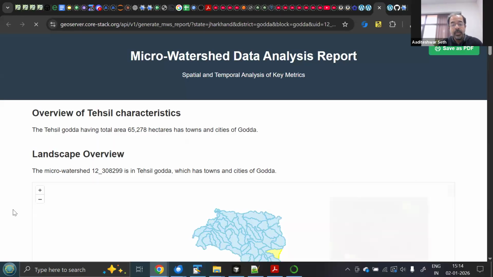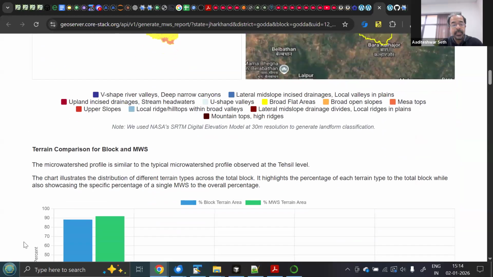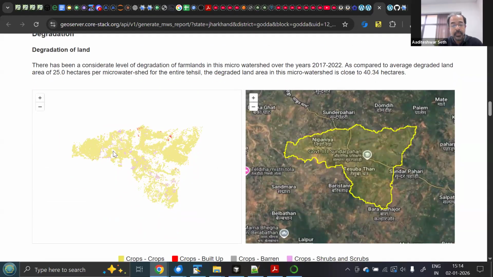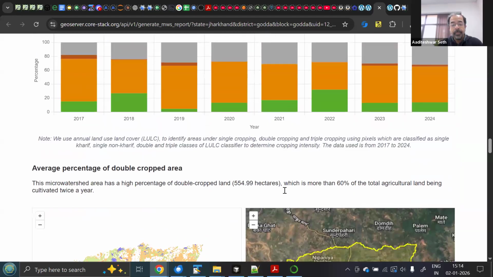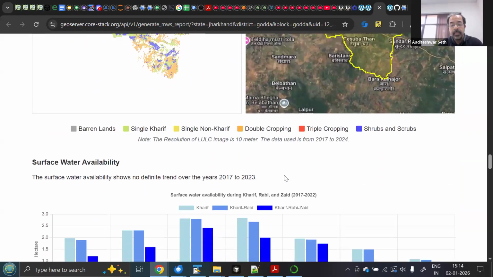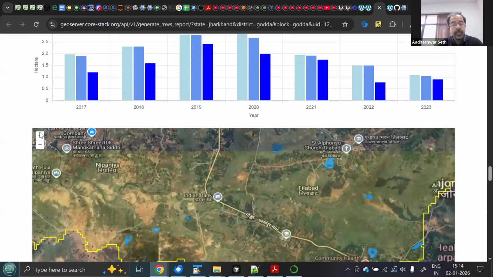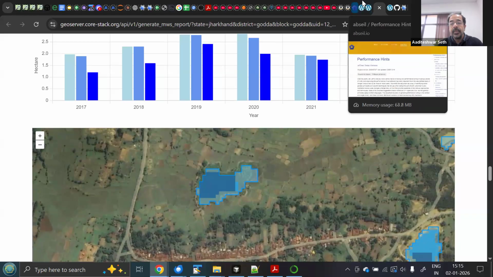It takes a couple of seconds to load. So this micro watershed report also tells you, for this area, what the terrain is like, some statistics. Which areas have cropping areas that have converted to shrub and scrub, like over here, cropping areas converted to built up, like over here. There's a lot of these things, cropping intensity changes over the years and so on. Surface water availability in these water bodies: how much area has perennial water, how much area has water up to post monsoon, how much area has water only during the monsoon. All of these things are available.